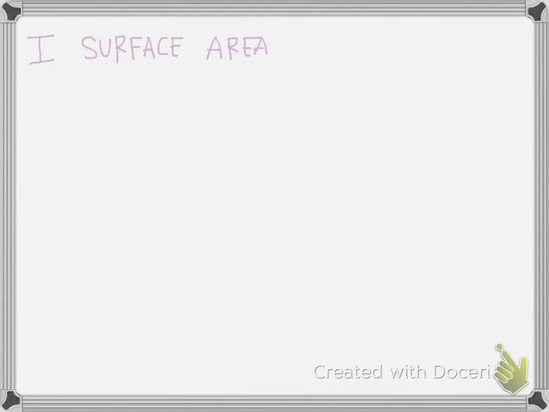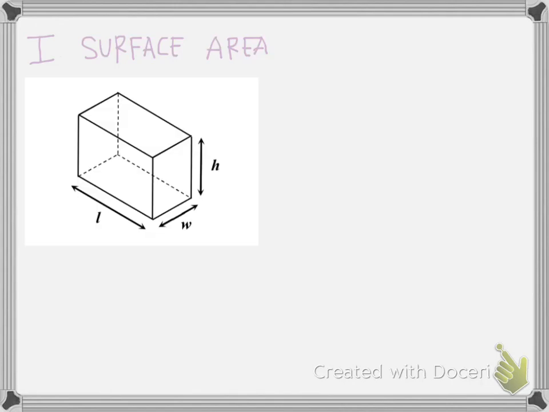Okay, so we have a lot of different surface area formulas and a lot of different ways to find surface area. The first thing that we're going to look at is a rectangular prism or a cube. So this would be a picture of a rectangular prism or a cube. And so you've got a length, a width, and now you've got a height because you've got a 3D object.